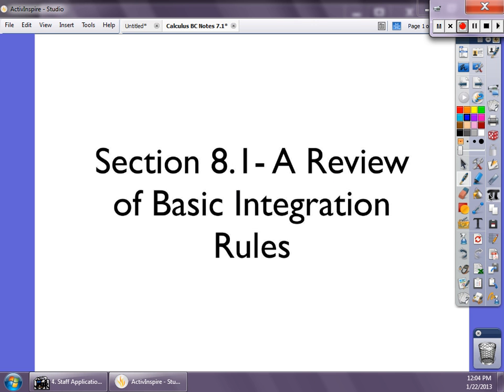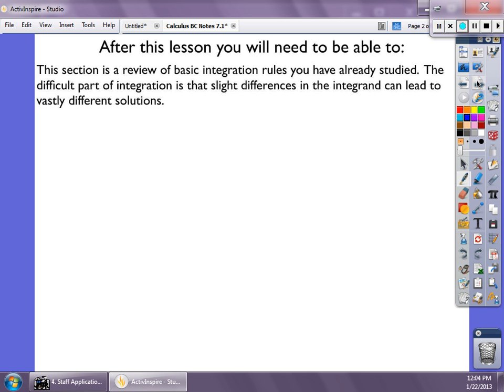Today we're studying a review of basic integration rules. This is a review of all the rules that we studied in the AB part of the course, just continuing on before we get into some more advanced integration techniques. You've already studied these. Sometimes the difficult part of integration is that slight differences in your integrand will lead to really, really different solutions. Okay.